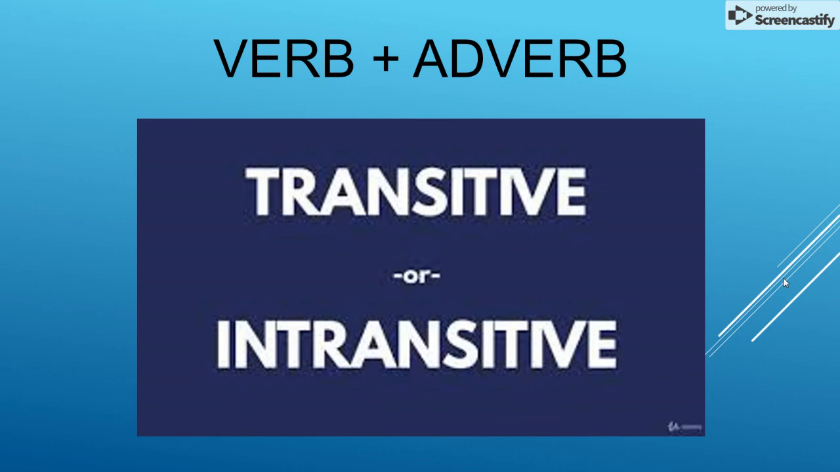When a phrasal verb is formed by a verb and an adverb, they may or may not require an object, depending on whether the phrasal verb is transitive or intransitive. Sometimes these types of phrasal verbs can be both transitive and intransitive depending on how they are used.